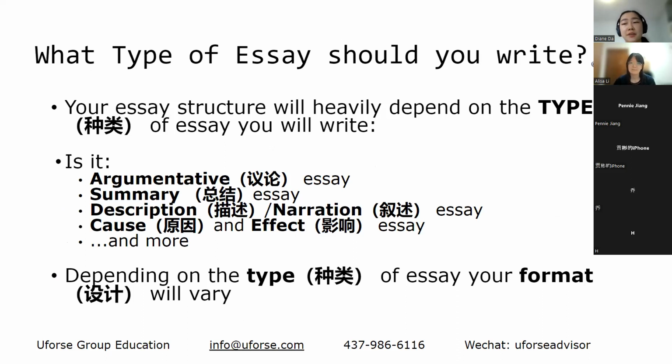So what type of essay should you write? Your essay structure will heavily depend on the type of essay that you write. You can think about, is it an argumentative essay, a summary essay, a description or narration essay, a cause and effect essay, or one of the other ones. Depending on the type of essay that you're trying to write, your essay format will vary. And for students, they either fail to plan ahead, so they don't have enough care, thought, or time to write the essay, or they don't fully understand the expectations of the topic. So effective essay structure is crucial. And students often lose marks by failing to structure their essay clearly and concisely to best express their ideas.